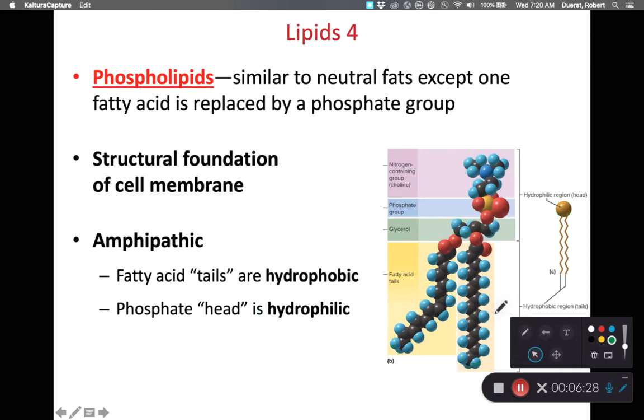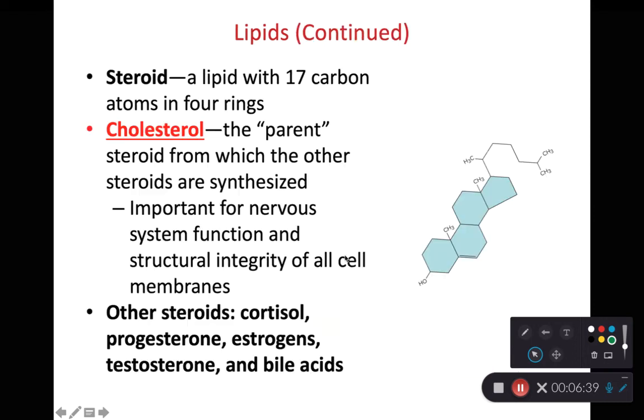Another way to think of these is you can think of them as natural soap, because they can take something that doesn't like to be dissolved in water and bind to it and then help to dissolve it within water.